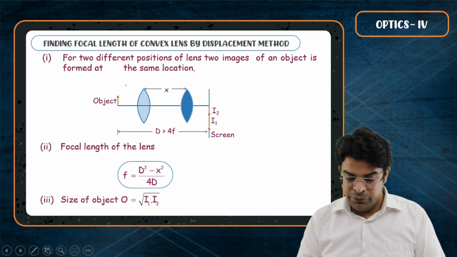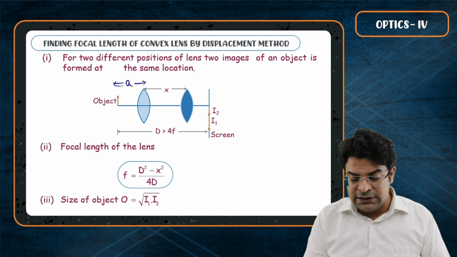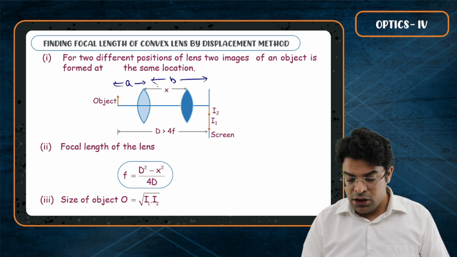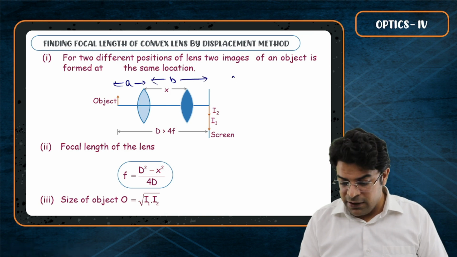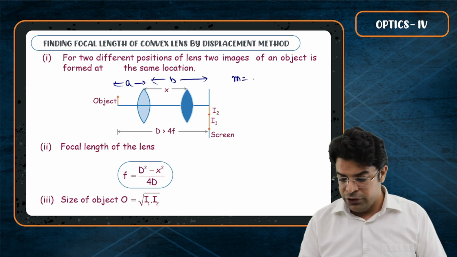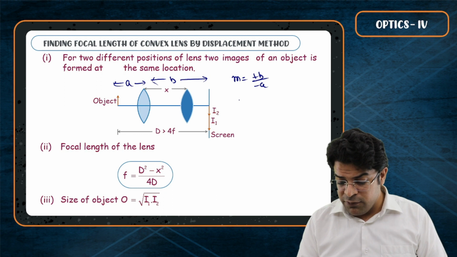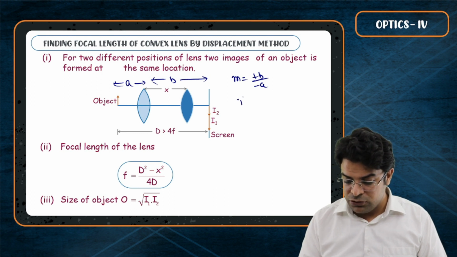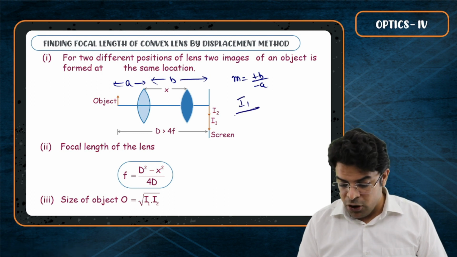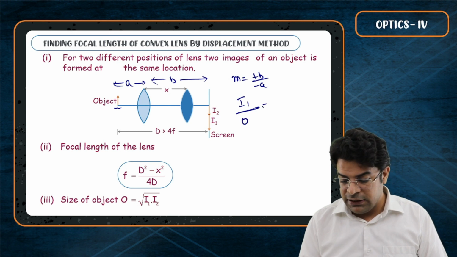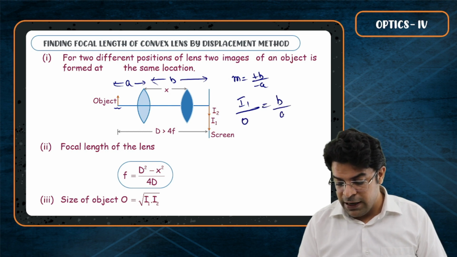Sir, how can you say? If I take this distance as A and this distance as B, I know that magnification will be equal to V by U. So plus B upon minus A for the first case. So magnification for the first case will be equal to I1 upon the length of the object, and this will be equal to B by A.